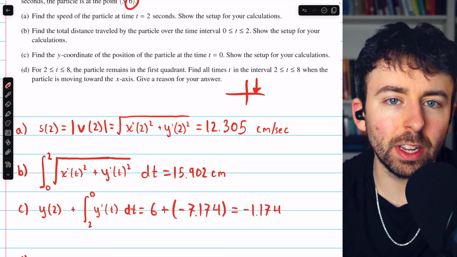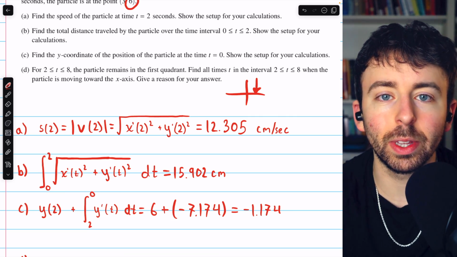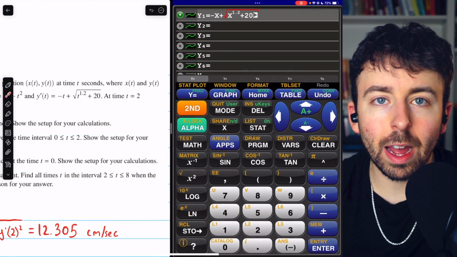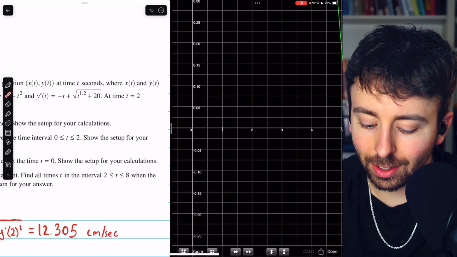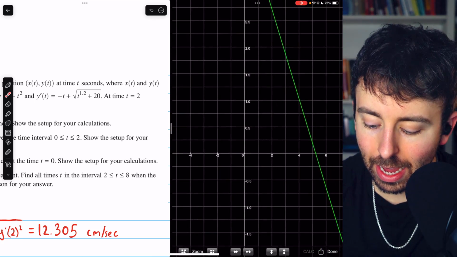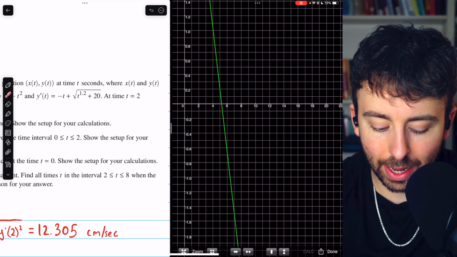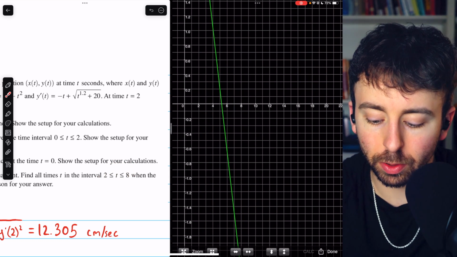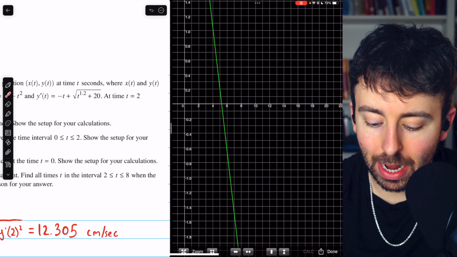So we just have to figure out when y prime is negative, and we can do that easily with a graphing calculator. So here in the graphing calculator, I've plugged in y prime. Let's go ahead and take a look at the graph. Have to zoom out to get a good view of it. And there it is. So we're looking between 2 and 8. That's the relevant interval for this part of the question. When is y prime negative?